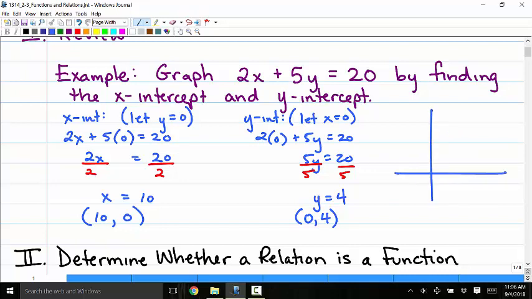Okay, to graph it, on your x-axis, you need to put the point 10, 0. On the y-axis, you need to put the point 0, 4. And there's your line. Questions?